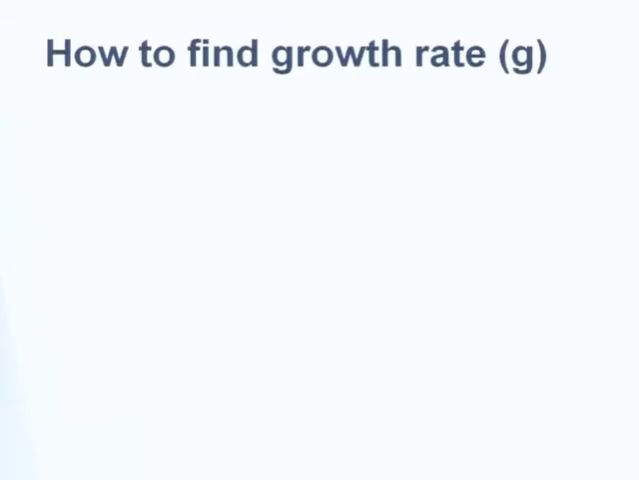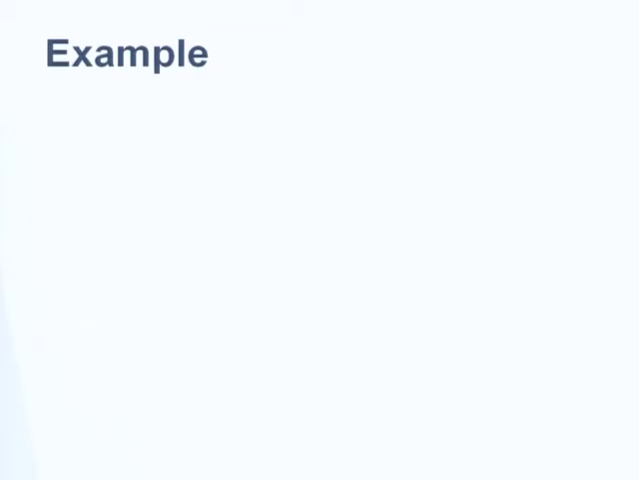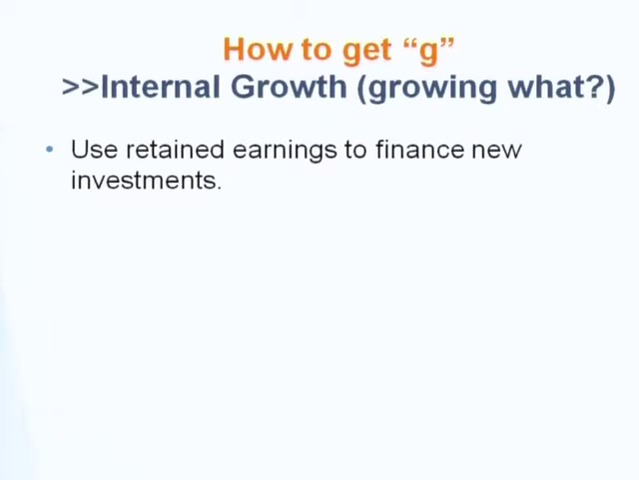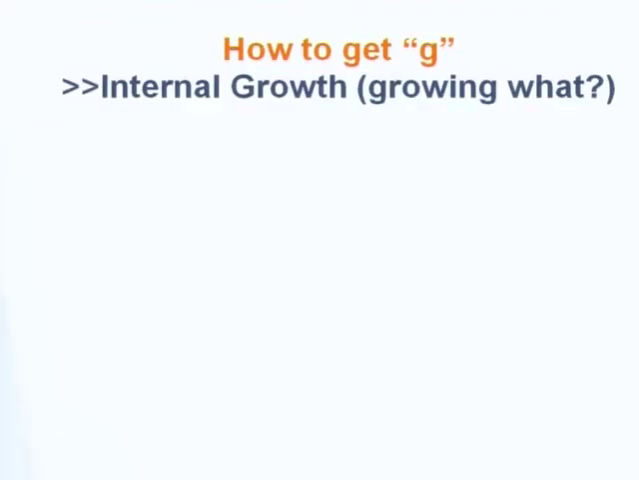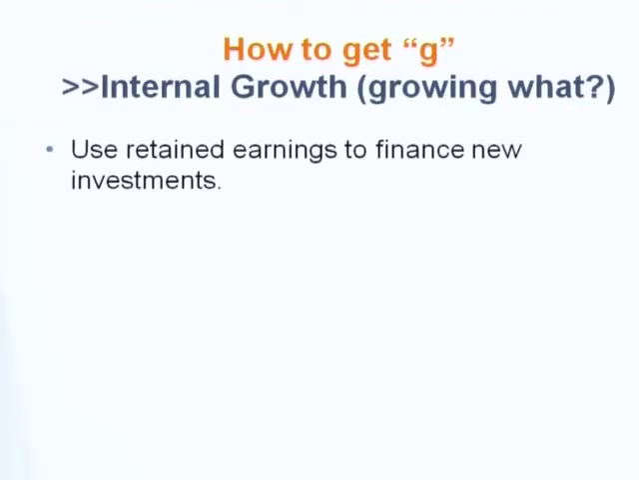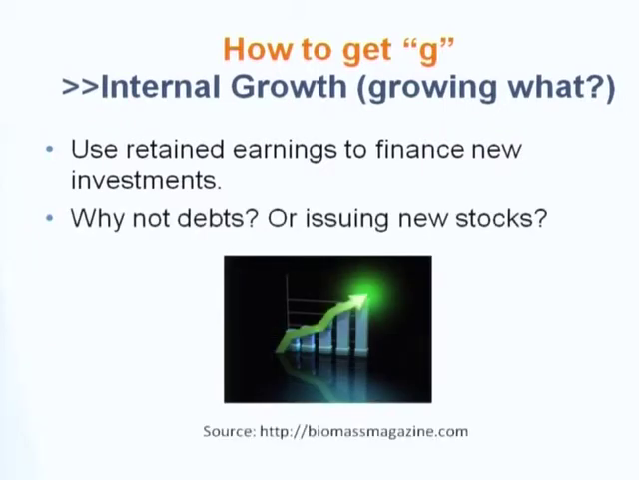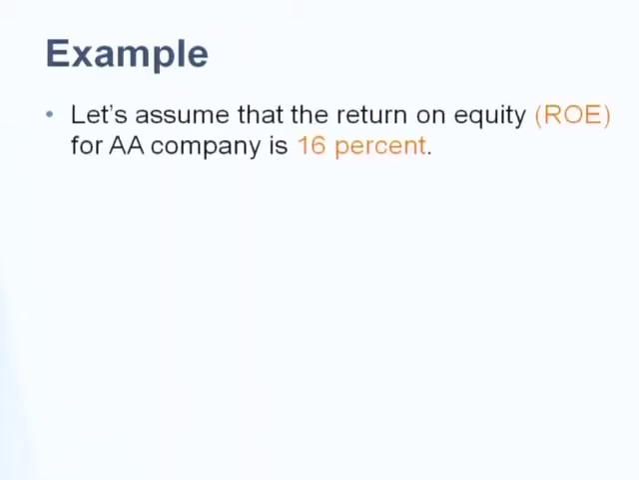All right. So if the dividend can grow at a constant rate G forever, and RS is greater than G, you can use the Gordon growth model. So what you need to do is to find G. G is the growth rate of dividend. It comes from internal growth, by using your own money, or retained earnings. Let's assume ROE, what is ROE? ROE is return on equity, equal to net income divided by total equity. For AA company it is 16%.